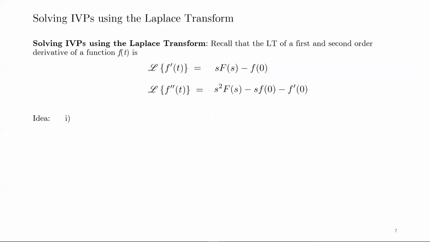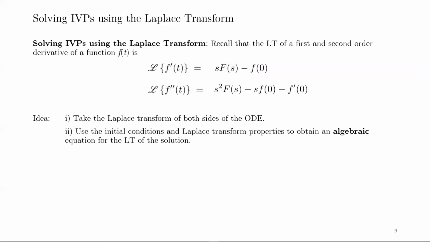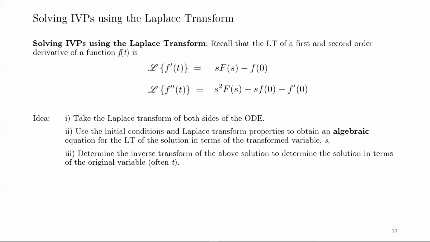So the basic idea is that we take the Laplace transform of both sides of the ODE and then use the initial conditions and the Laplace transform properties to obtain an algebraic equation for the Laplace transform of the solution. So in the case of constant coefficients, when we take the Laplace transform of both sides, we're going to have an algebraic equation, which of course we can just solve for y of s. And then of course, once we've solved the algebraic equation in the s variable, we have to take the inverse Laplace transform of that solution to obtain the solution in the original variable t, which we often use t.